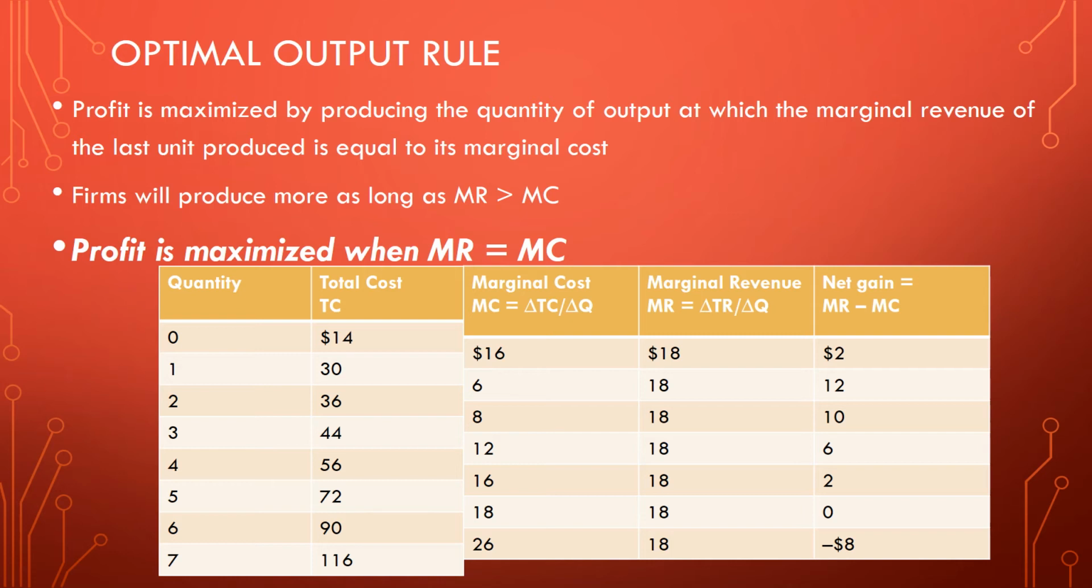And that's going to be true up until we get to the 6th unit. When we get to the 6th unit, we see that our total cost is 90. But again, that's not really what matters. What matters is our marginal cost. 90 minus 72 equals 18. So our marginal cost of producing that unit is $18. Our marginal revenue is $18. So this is the point where we would be content to stop producing. So our net gain all the way to the right is 0. Marginal revenue equals marginal cost. So we will stop producing when we hit that 6th quantity, or the 6th output.